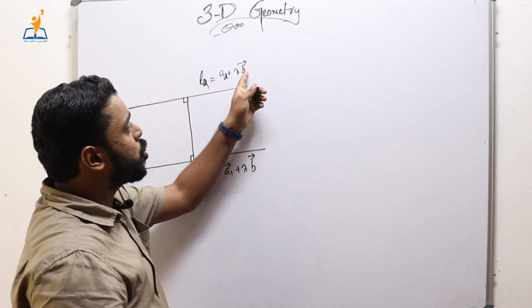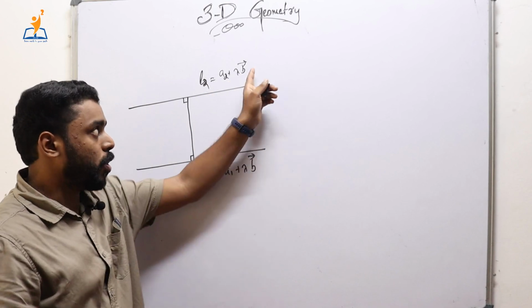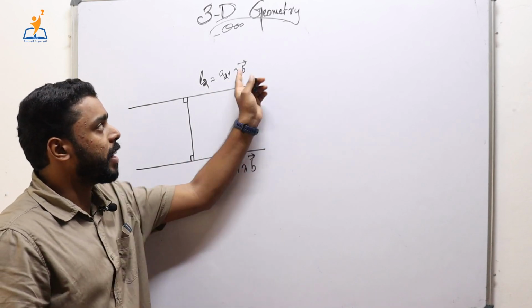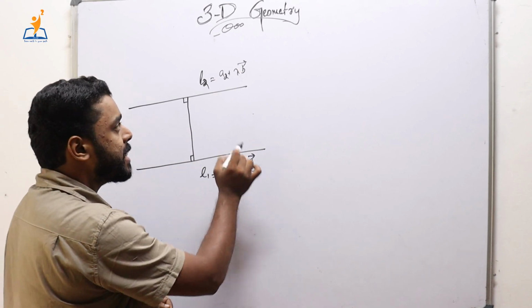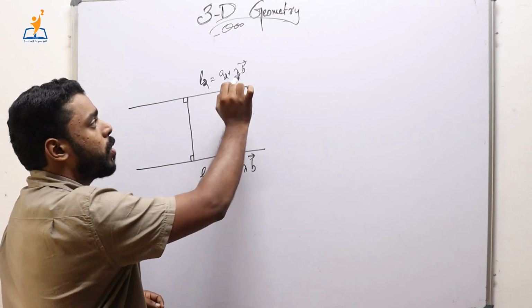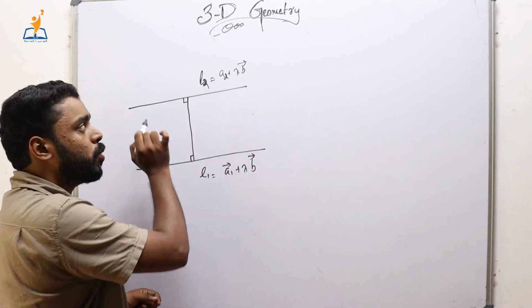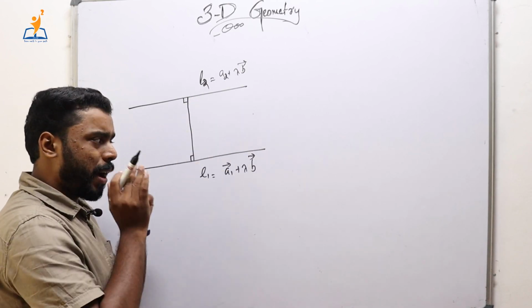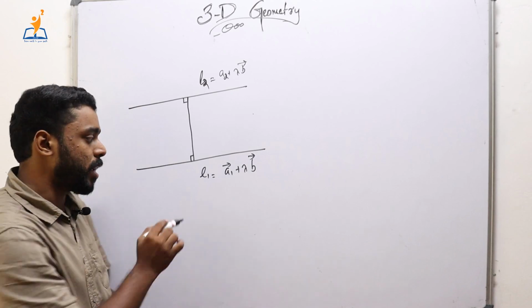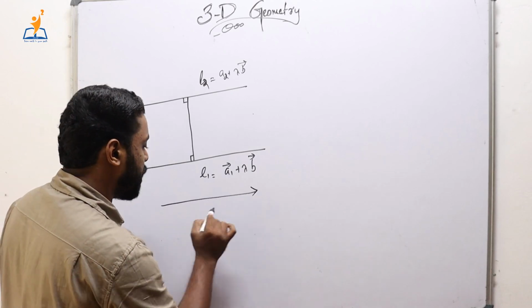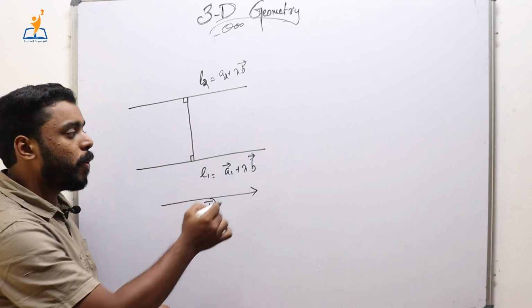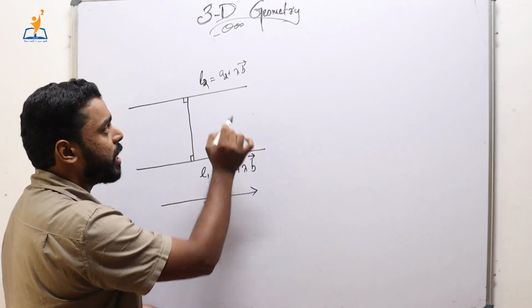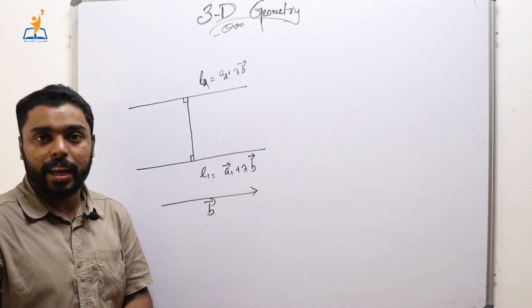See why we chose B, not b1 and b2, but a unique vector B, because L1 and L2 are parallel. B is a vector parallel to L1. Also B is a vector parallel to L2. Since L1 and L2 are parallel, it is always possible for us to find a unique vector B which is parallel to both L1 and L2. So it is enough to spot a unique B instead of B1 and B2.